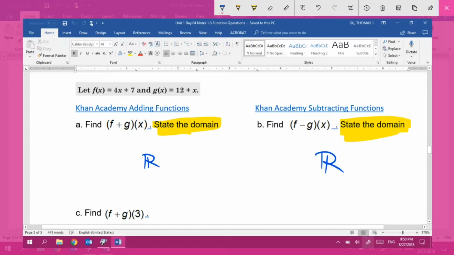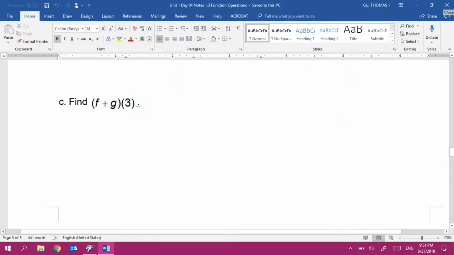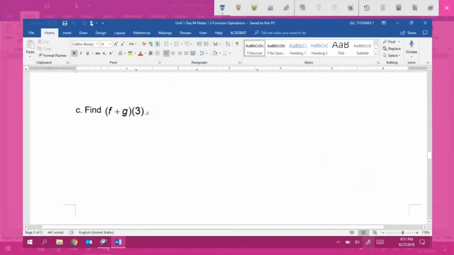There we go. C, find f plus g of 3. We already found f plus g of x. Remember, f plus g of x was, let me scroll up to my notes, 5x plus 19. Remember, we found that out. But this time, it's f plus g of 3. So we're going to replace the x with a 3. So 5 times 3 plus 19. What's 5 times 3? That is 15 plus the 19. What's 15 plus 19?